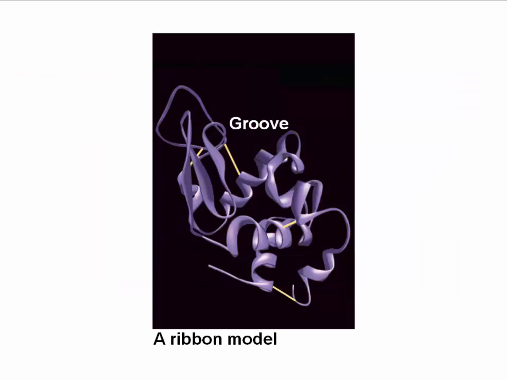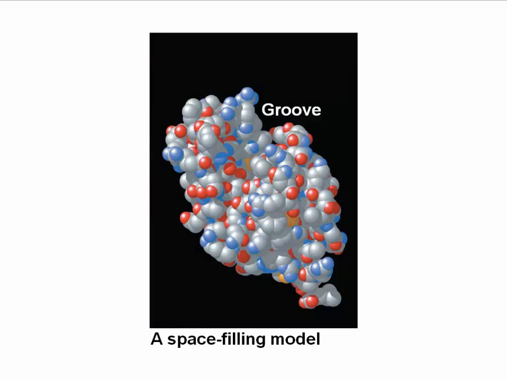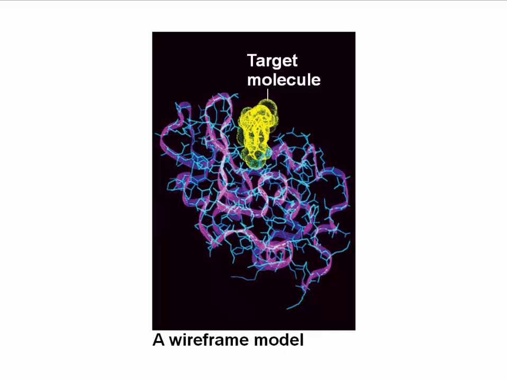So the ribbon model is usually my favorite way to look at things, because you can actually see the coils and the straight parts, and you can see where the grooves and things are in 3D space, so you can visualize it much better. The space-filling model is okay in the sense that it gives you an idea of how big this molecule is in space, not quite like that ribbon model we just saw. So this is more realistic.